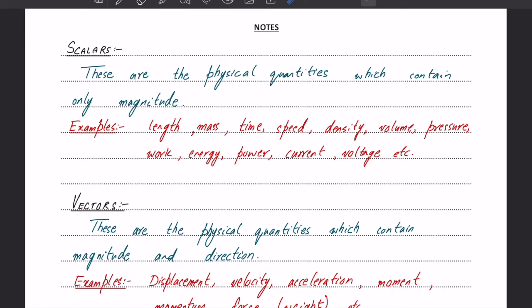In this particular video, we're going to be talking about scalar quantities and vector quantities, and we will also be discussing vector addition and vector subtraction.